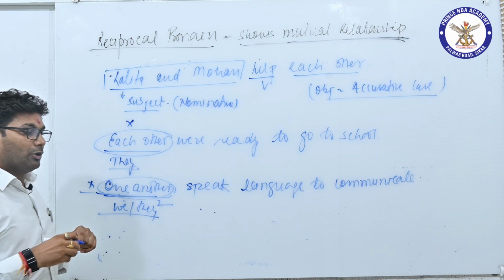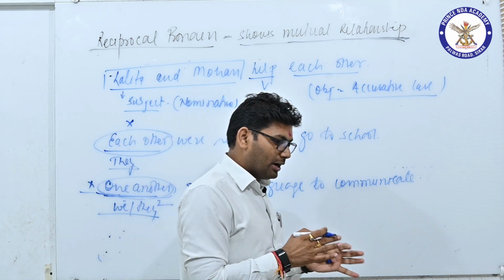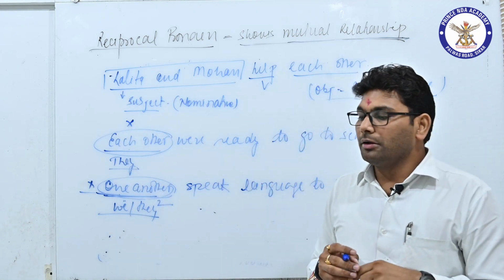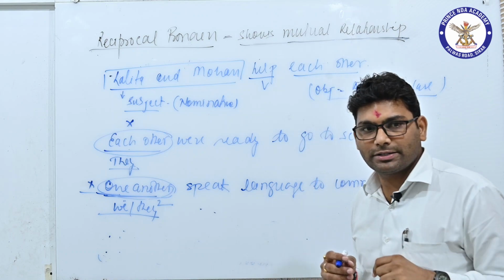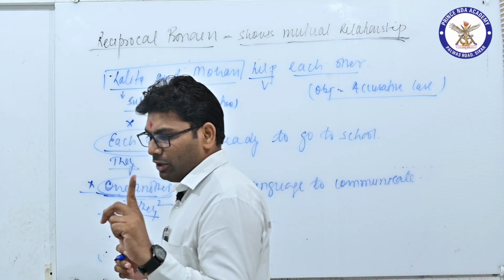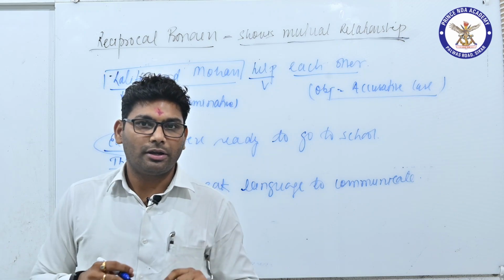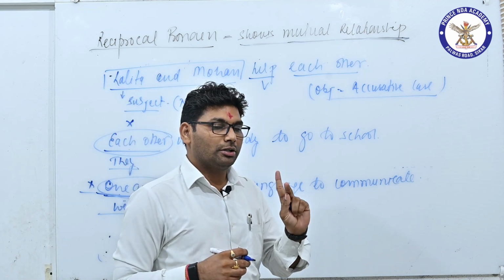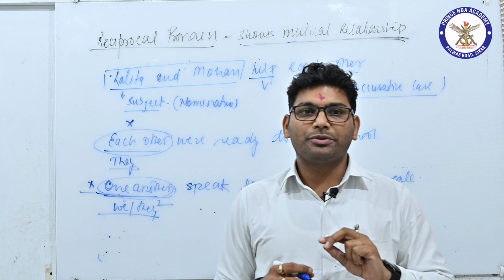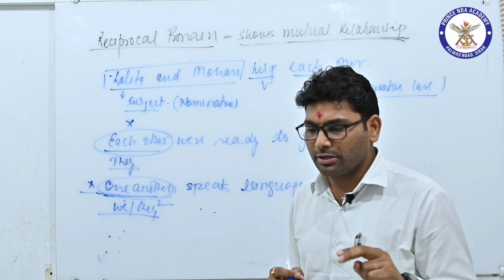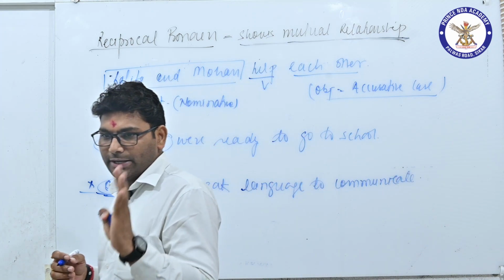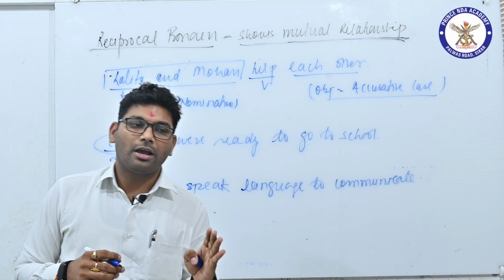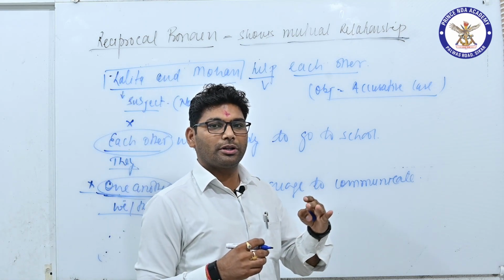Briefly I would like to repeat all the rules which I have taught to you so far. Reciprocal pronoun shows mutual relationship, one thing. It cannot be used as nominative case, two things. Number third, we have to be very careful using it as objective case. Number fourth, each other is used for two things and one another is used for more than two things.